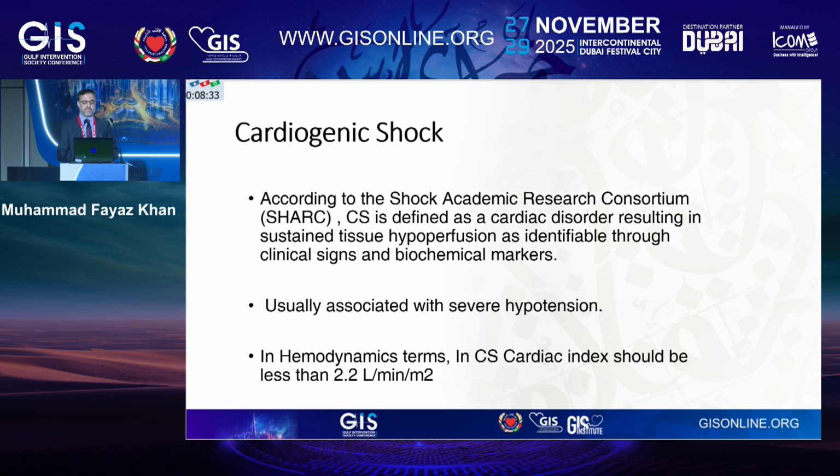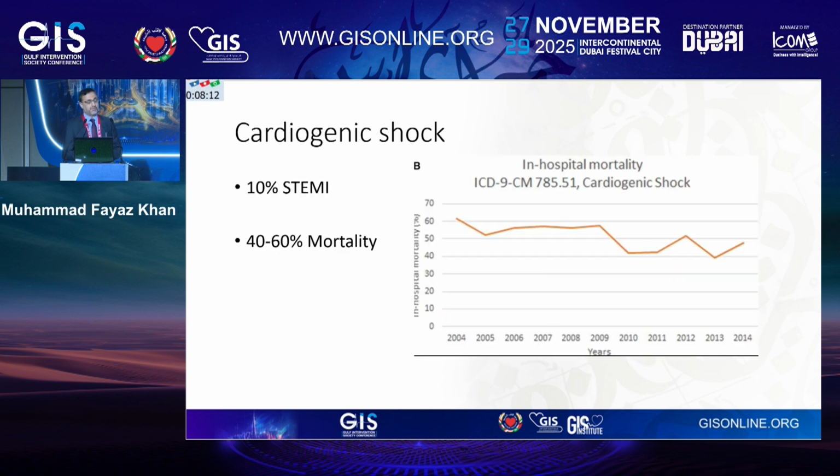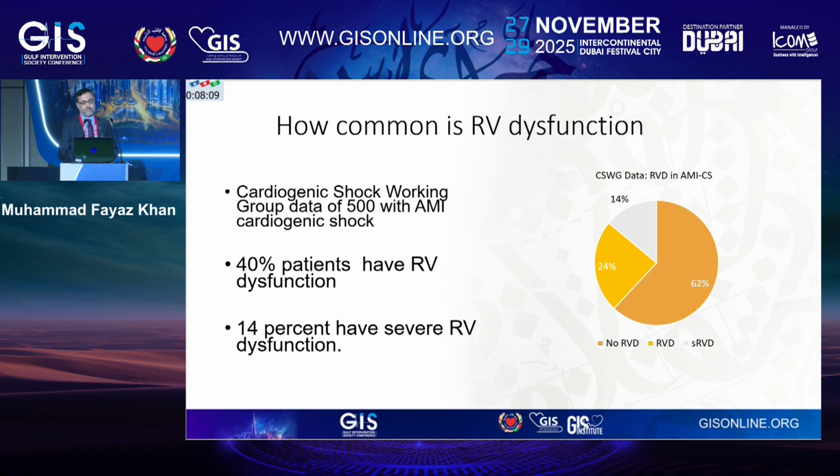Cardiogenic shock, by definition, is a cardiac disorder resulting in sustained tissue hypoperfusion, identified through clinical signs and biochemical markers, usually associated with severe hypotension. In hemodynamic terms, the cardiac index should be less than 2.2, and as we know, the mortality is very high. But we forget that 14% of these cardiogenic shock patients had RV failure, and they're not going to get better if you only concentrate on the left ventricle and ignore the right.